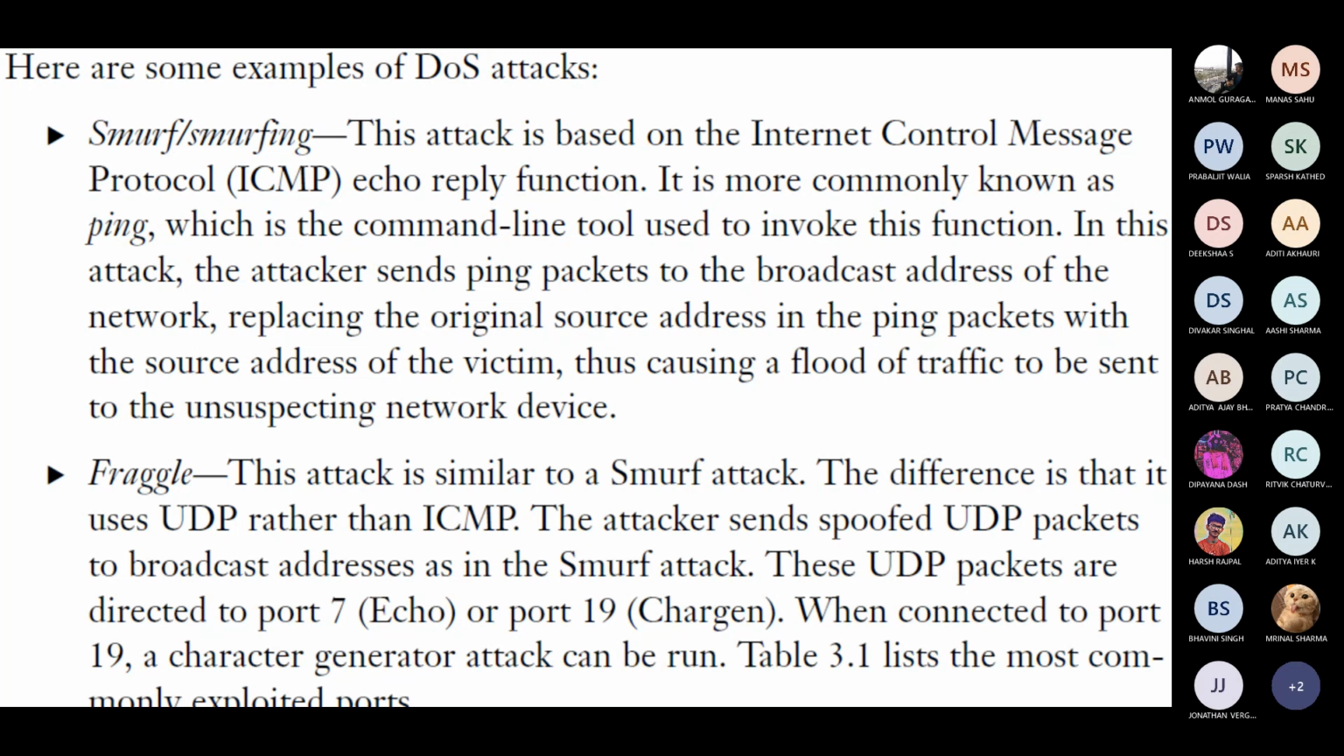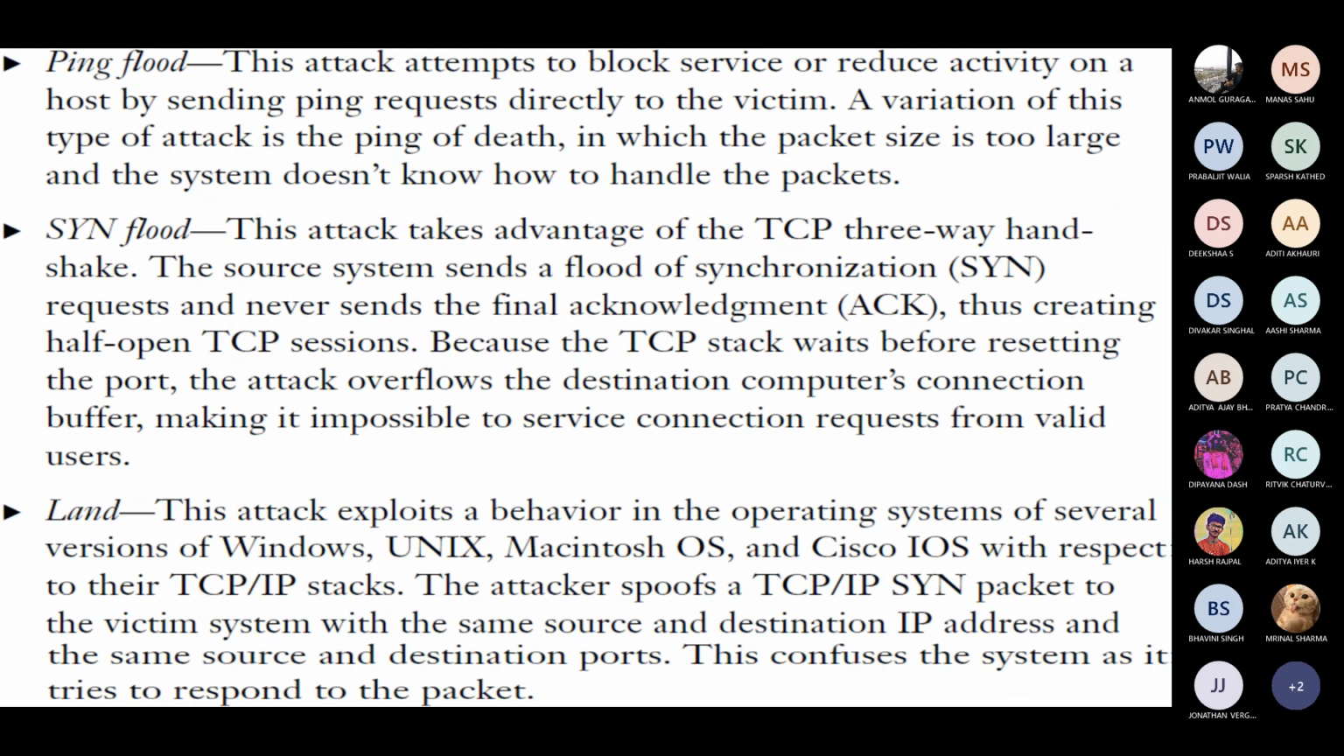Next, Fraggle. This attack is similar to the Smurf attack. The difference is that it uses UDP rather than ICMP. Whereas in the previous case, Smurf or smurfing, the ICMP protocol is used, here the UDP protocol is used. And next, ping flood, SYN flood, and LAND are the other different types of attacks which come under DoS. Ping flood: you just continuously send ping messages. And SYN flood: continuously sending synchronization messages, stating that the data is synchronized with time.